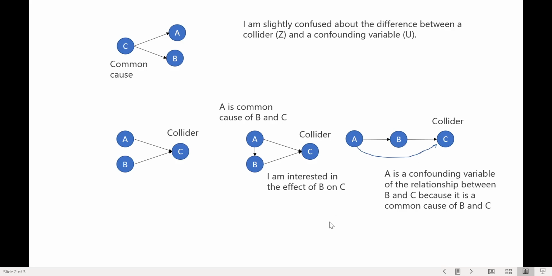I hope this clarifies the difference between a collider and a confounding variable.